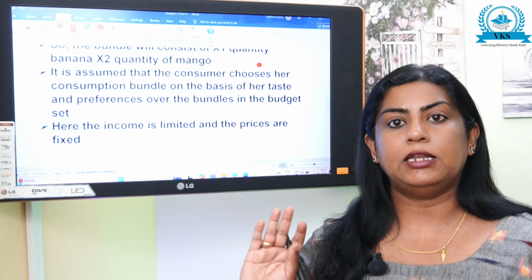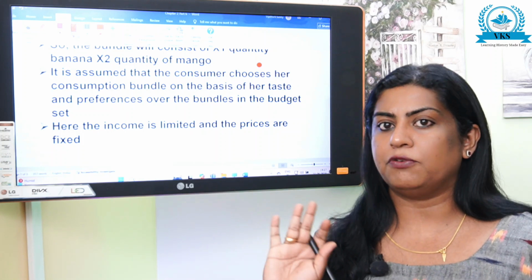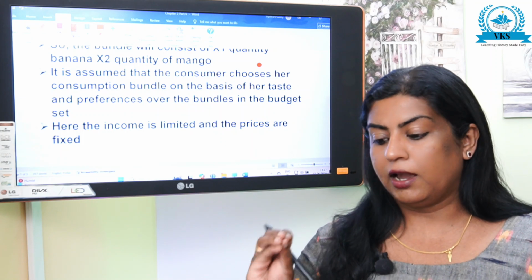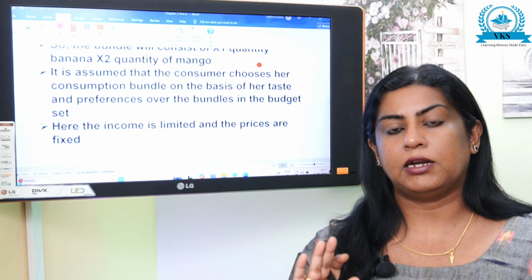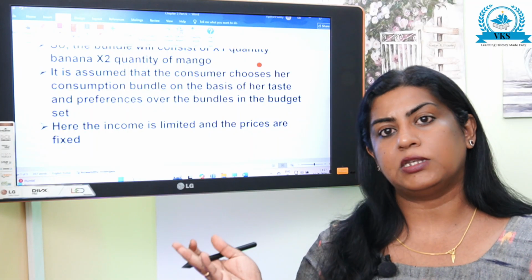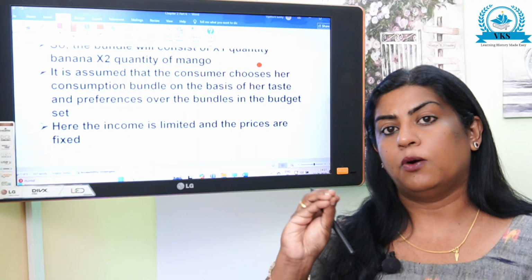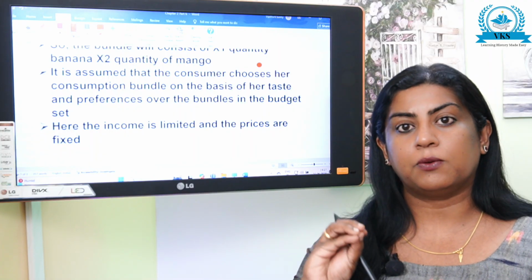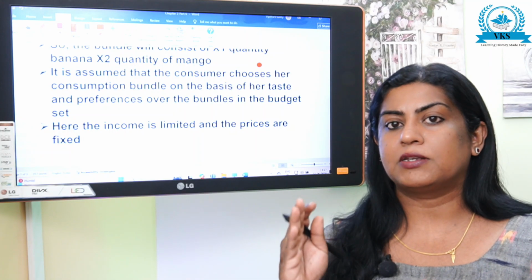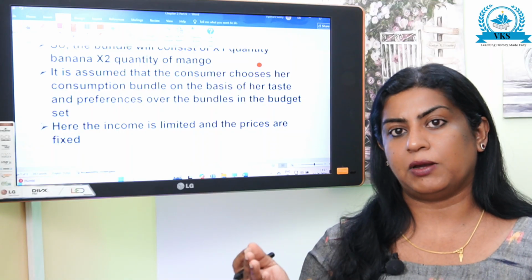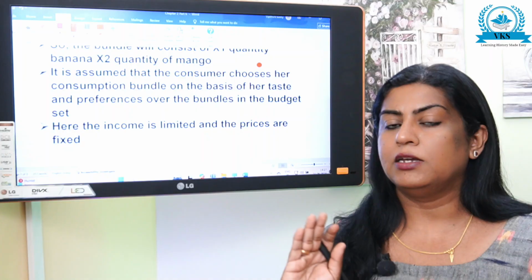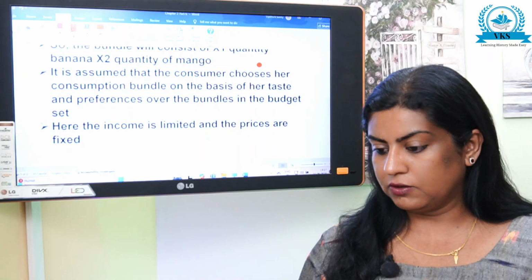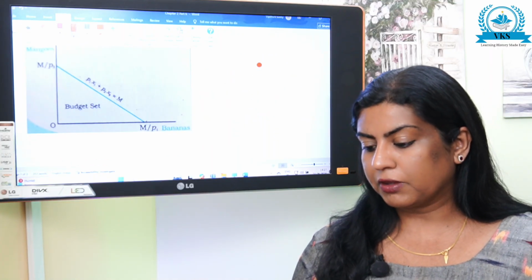So here the income is limited, that is M is a fixed income, it will not change, and the price of the commodity also is fixed. Price of banana is P1 and price of mango is P2, that also will not change. The only thing which can change is the quantity. Either the person can have more of banana and less of mangoes, or less of banana and more of mangoes. That depends on the taste of the consumer. So that is what we learned in the budget set.